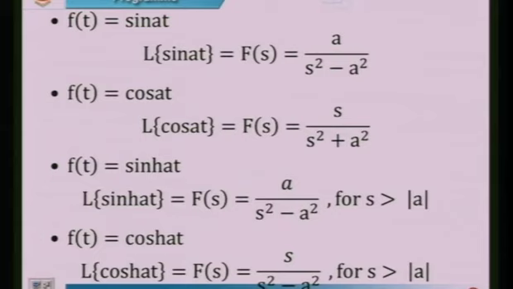Now I will start with Laplace transform application on the differential coefficients. Today I shall discuss in the remaining lecture the derivations of all these transforms of derivatives.